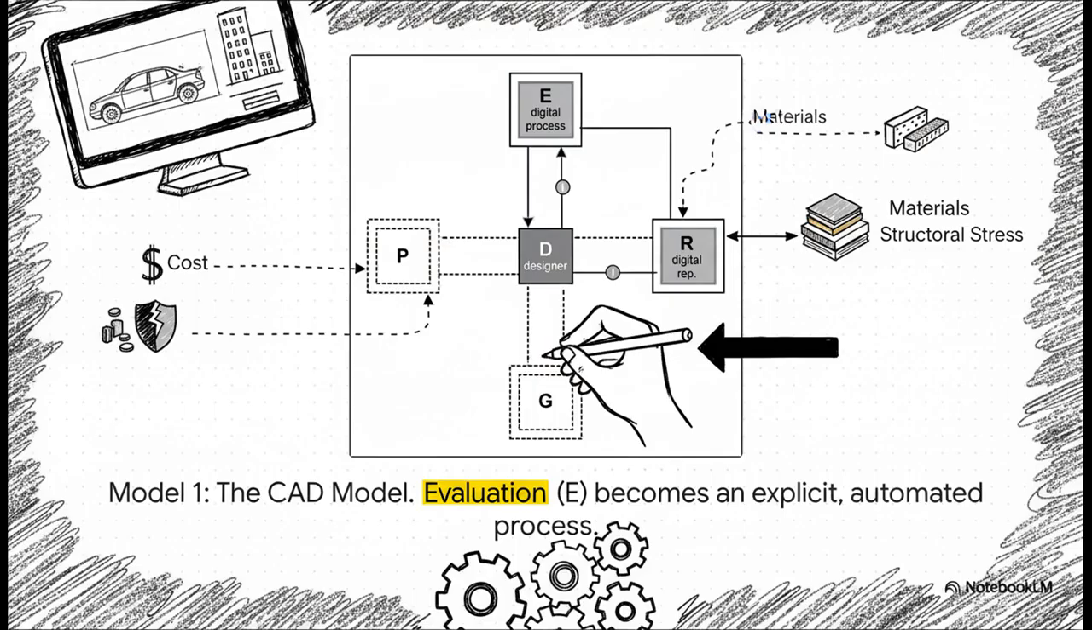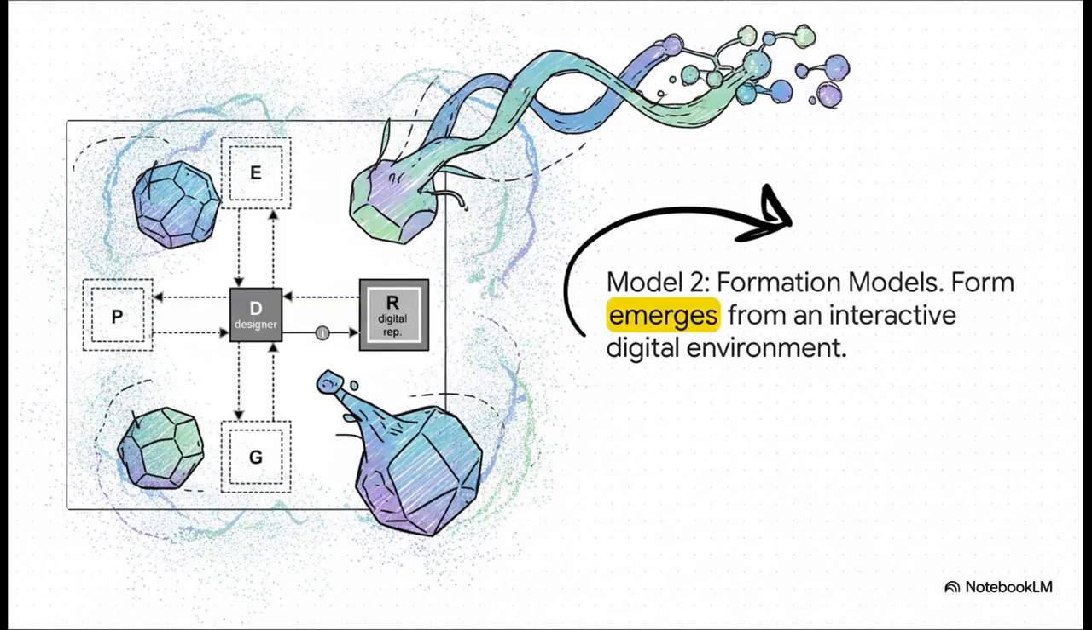You've got a feedback loop now, but the designer is still the one manually drawing the form. Okay, now this is where things start to get really wild. With formation models, the whole idea of representation begins to break down. You're not just drawing a shape anymore. Instead, the designer is interacting with a digital environment, a whole set of rules and forces, and the form just sort of emerges from that interaction. You're not making the form, you're finding it.